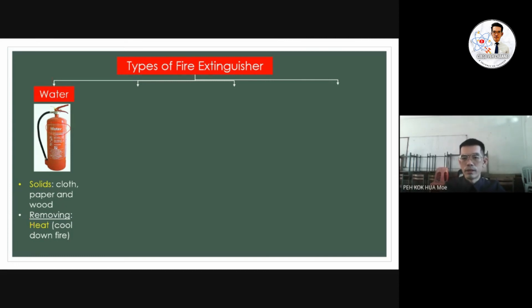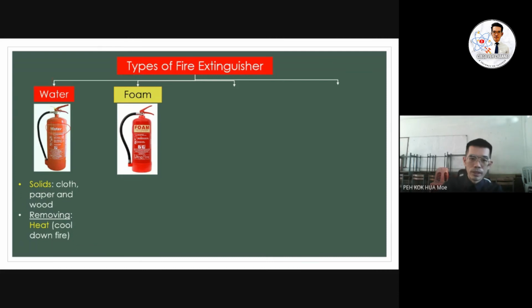As mentioned just now, we need to have 3 components in the triangle so that combustion can occur. First will be oxygen, heat, and fuel. So with the water type, removing the heat can stop the fire. The next will be foam. For the foam, you can see the label is with this color, orange, yellow color.